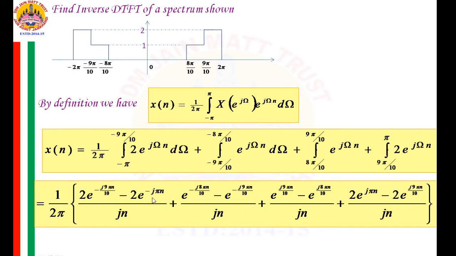Similarly, for e raised to j pi n, if you observe, this is minus 2 into e raised to minus j pi n, and this is plus 2 into e raised to j pi n. So these two will get cancelled. I remain with e raised to j 8 pi n by 10, and here minus e raised to j 8 pi n by 10. For that, giving the sinusoidal form, I will get x of n equal to 1 by pi n into sin 8 pi n by 10 minus sin 9 pi n by 10.